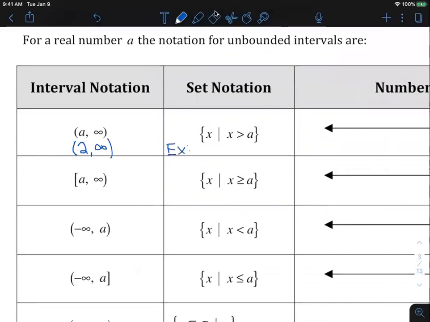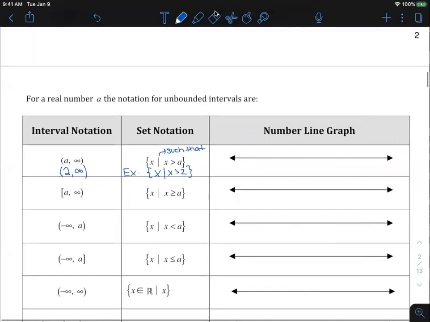Set notation, you should be able to write, you're going to keep the x the same. That means x exists such that, that's what that one bar means. That little bar means such that. So now they're going to do some explaining after that. Such that x is greater than 2. So you're pretty much just graphing the inequality x is greater than 2, which you've been doing since Algebra 1.